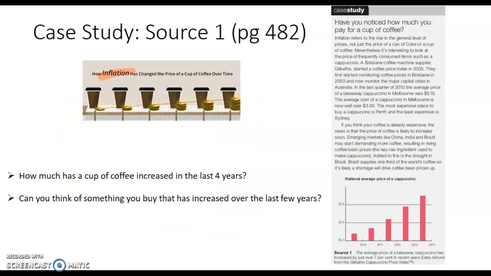All right. Now this is a case study on page number 482. Again, this is the same case study we did in our previous video about the increase in the price of coffee. From 2010 to 2014, the inflation rate is about 4%. What was the inflation rate here? Yep, so it is over 7% in recent years, data derived from the Cappuccino Price Index. So this is the same example again. This is how inflation prices rise.